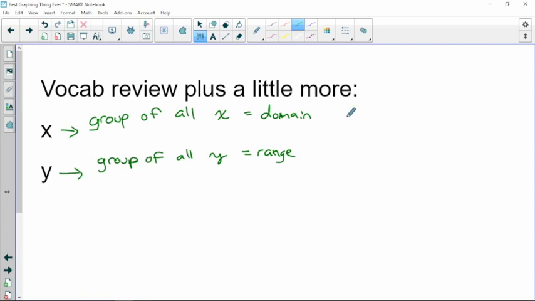x is also often called the input. So the group of all x could be the inputs. So x equals inputs. And that makes y the outputs. I just want you to be familiar with this vocabulary. Inputs is x, outputs is y. Domain is x, range is y. And that's it.